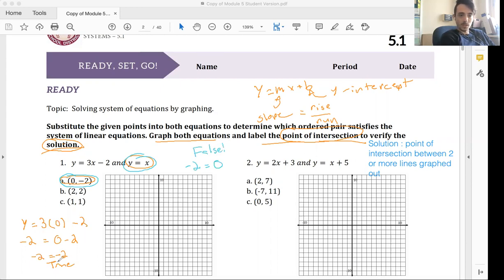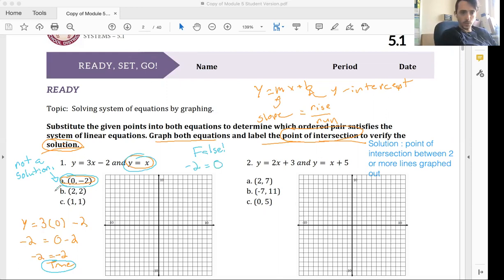And isn't that kind of conflicting? Because here we said it worked for the first equation, but not the second. So we would say that this is not a solution. It worked for one equation, but not for both. So it's just a point that's on one of the lines, but not both. So that's a big deal there. Does that sound okay with you?